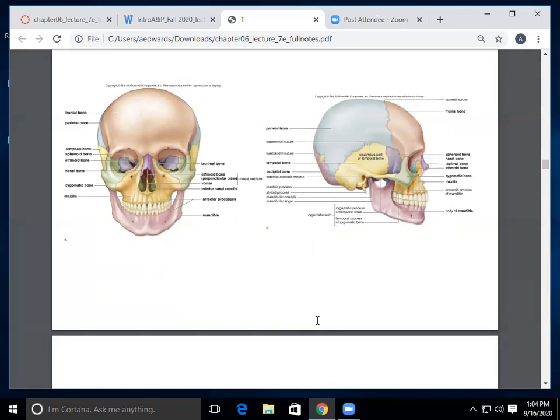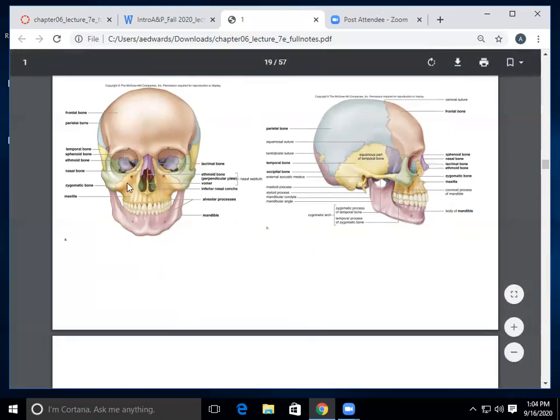All right, so I think we've looked at this view already. Here's your temporal bone, your parietal bone, frontal bone, another view of that coronal suture, another view of the squamosal suture separating parietal from the temporal bone. Here's your lambdoidal suture separating your occipital and your parietal bones. Here's another view of that external auditory meatus.